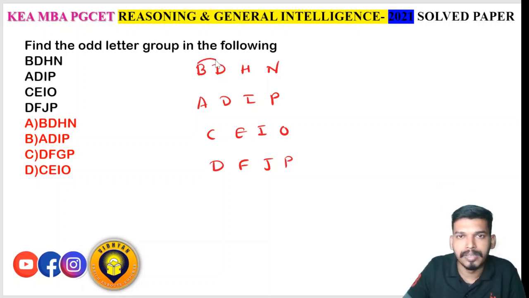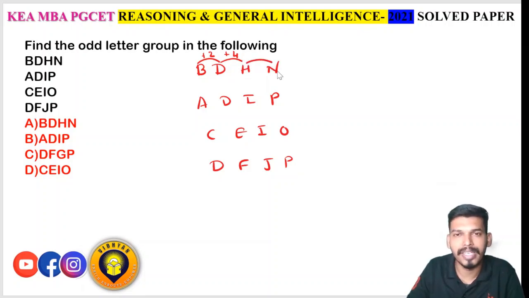Now B to D, C, D, that means plus 2. To go from D to H, E, F, G, H is plus 4. To go from H to N, I, J, K, L, M, N is plus 6. Plus 2, plus 4, plus 6. Okay. A to D is plus 3, D to I, E, F, G, H, I is plus 5, I to P, J, K, L, M, N, O, P is plus 7.